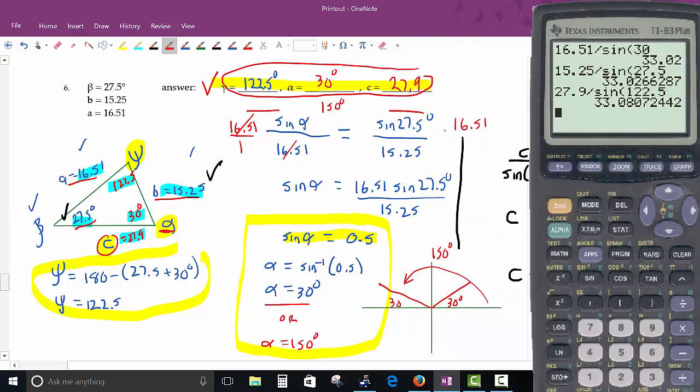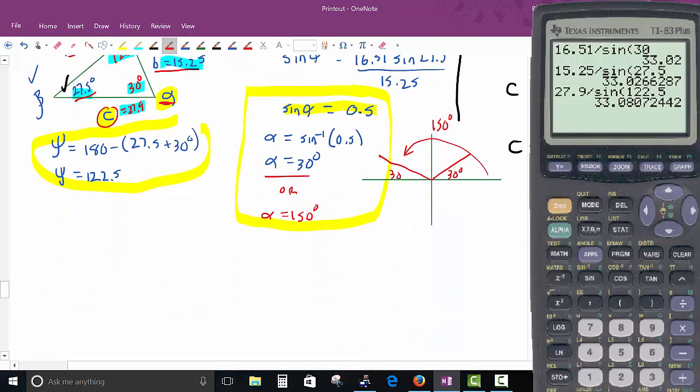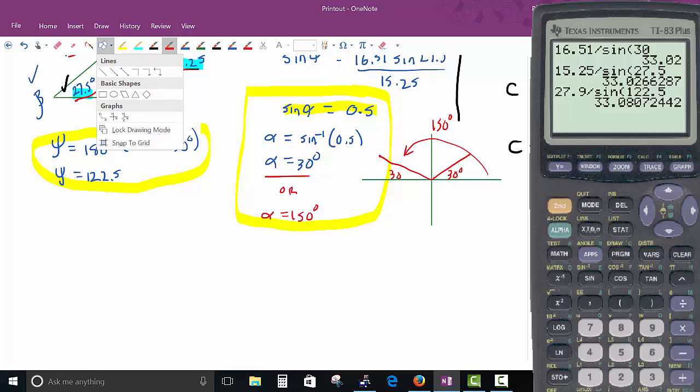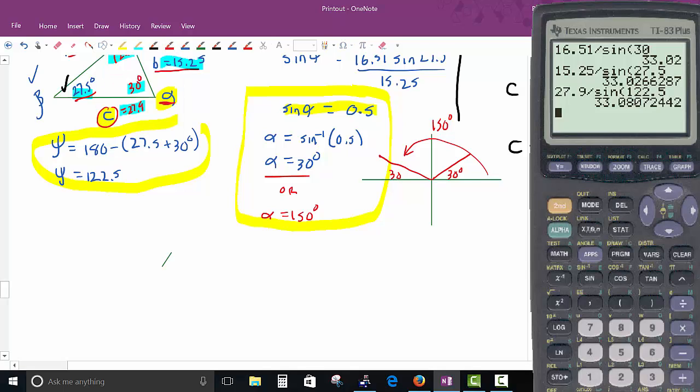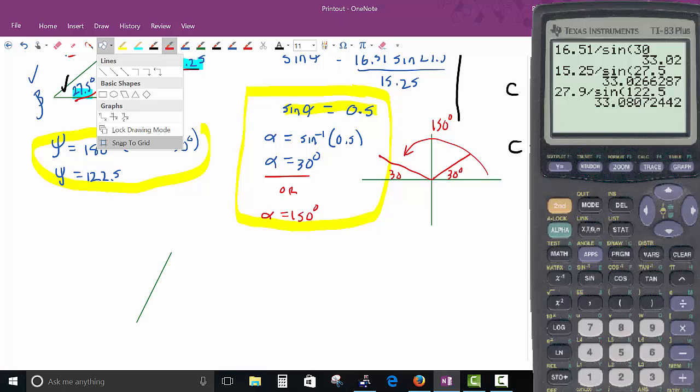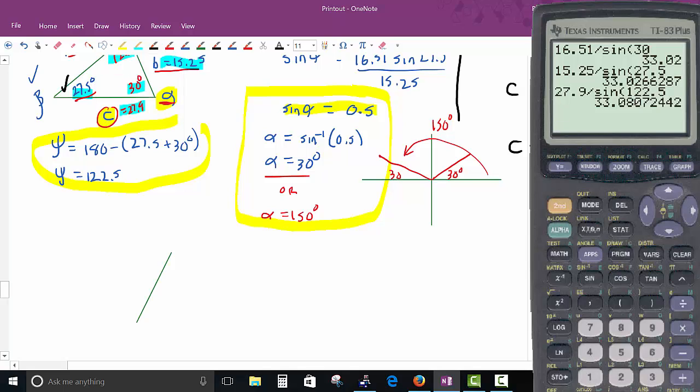Now I'm going to go down and start over again with a new triangle. That's what I recommend, just draw a new triangle. This time it's going to be more of an oblique triangle with an obtuse angle in it. So I'm just going to go ahead and draw this out and really start over again.